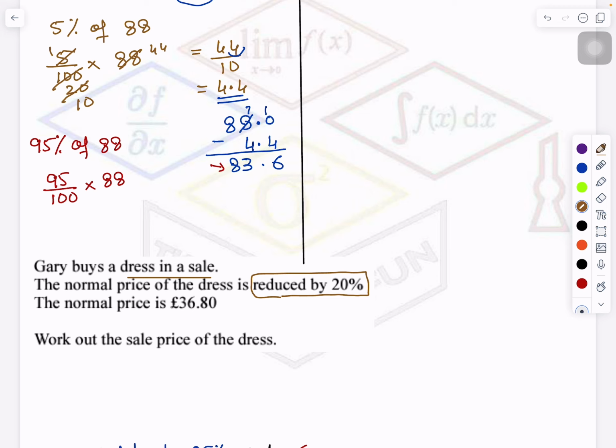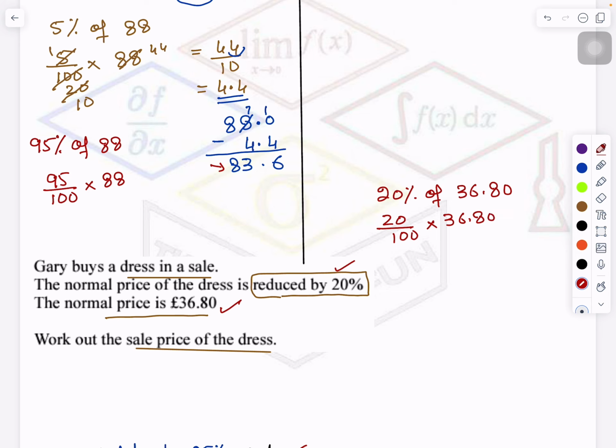So what percentage are you paying now? You are paying only 80% now. If the normal price is 36.80, how will you find out the sale price? What will you do? Tell me. Two methods. If this is the normal price, I can do 20% of 36.8 to find out how much I do not have to pay, because 20% is the discount, the amount which I don't have to pay. So 20 upon 100 into 36.80, right?